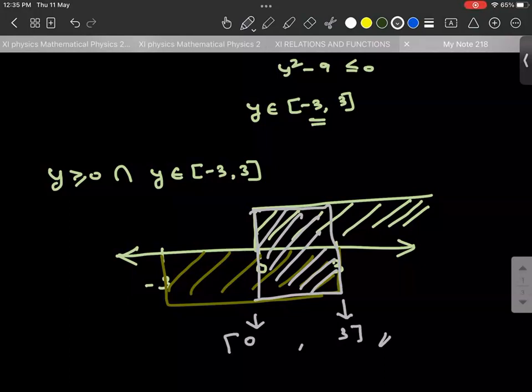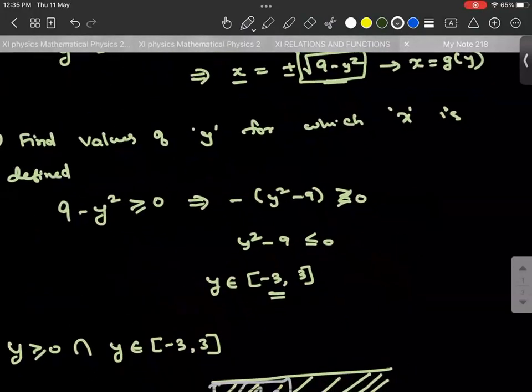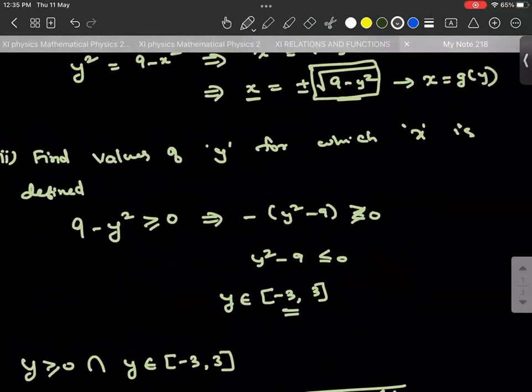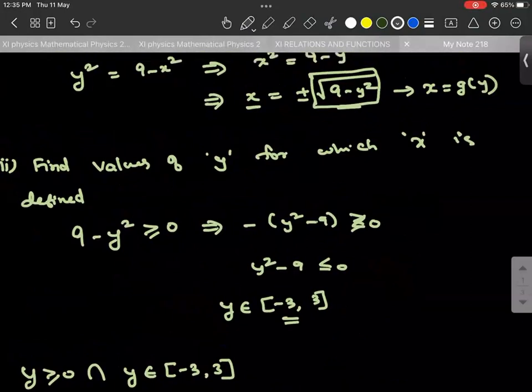Am I clear with what I'm explaining? Right? So make a note of this. I'll give you another problem which you have to solve. So make a note of this.